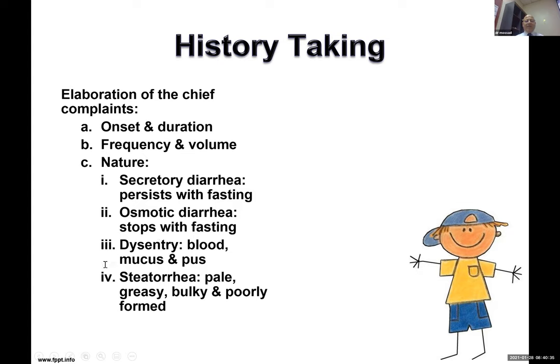Dysentery, we have blood, mucus, and pus. Steatorrhea, you will find a lot of fat in the stool, which makes it pale, greasy, bulky, and poorly formed, usually in cases of malabsorption. So even by concentrating on the history of the nature of the diarrhea, you can form initial suspicions. Okay, is it secretory or osmotic? Is it dysentery or steatorrhea?